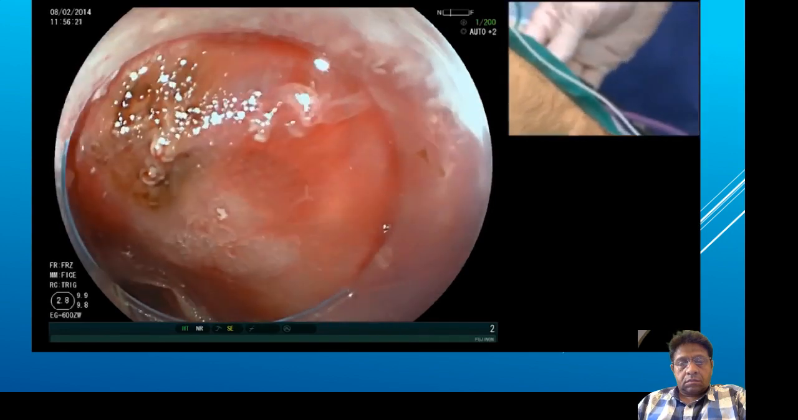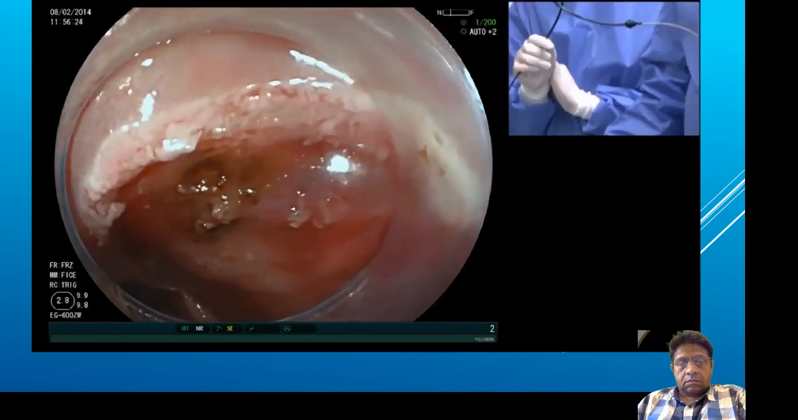Here are two vessel stumps. The excision surface, with a few coagulated vessel stumps.